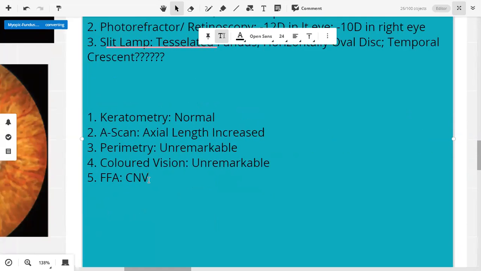Choroidal neovascularization, in simple terms, is leakiness of the dye. What else would you like to perform in this patient? Or do you have the diagnosis?